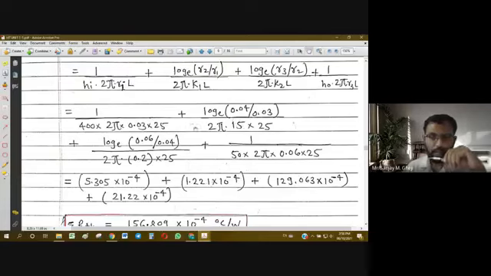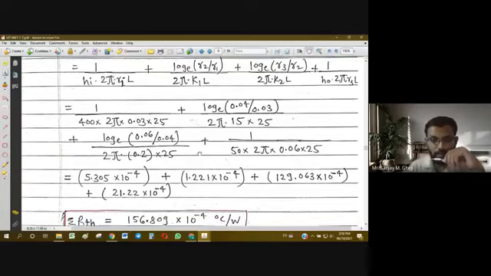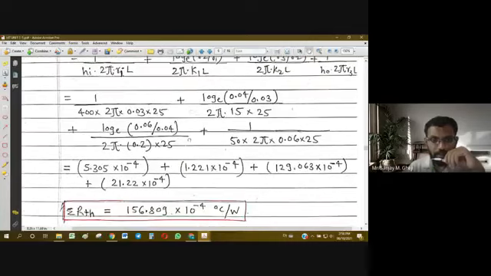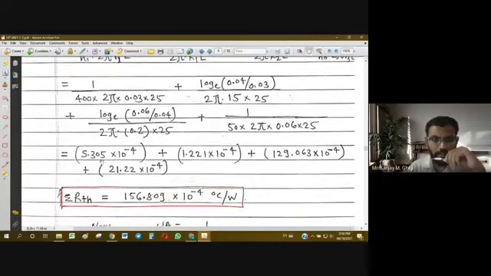Then for the third term, log of R3 by R2, that is 0.06 divided by 0.04, whole divided by 2 pi into K2 is 0.2 into length is 25, into 1 upon this ho is 50 into 2 pi into R3 0.06 into length is 25. So calculate these components individually and you will get, they will usually be very small because they are reciprocals.